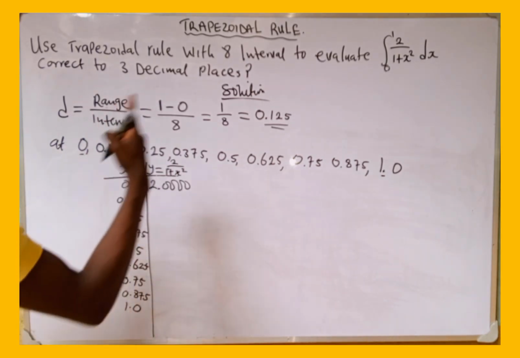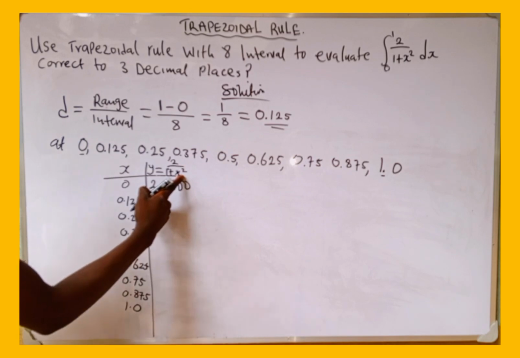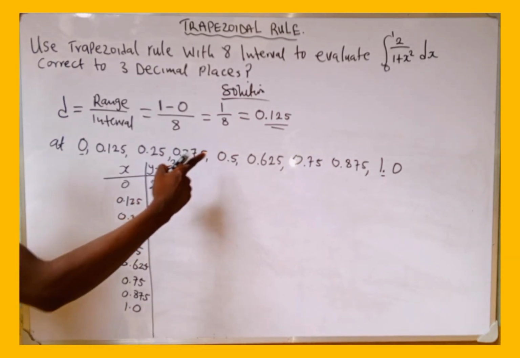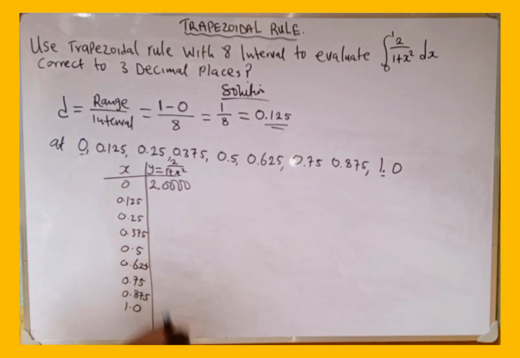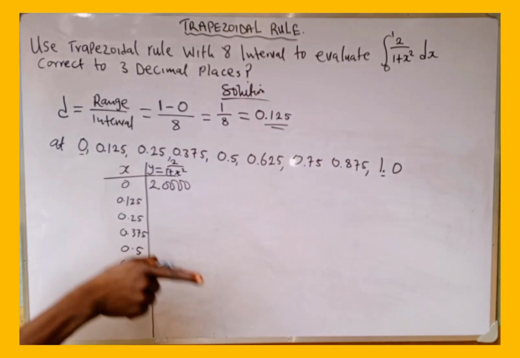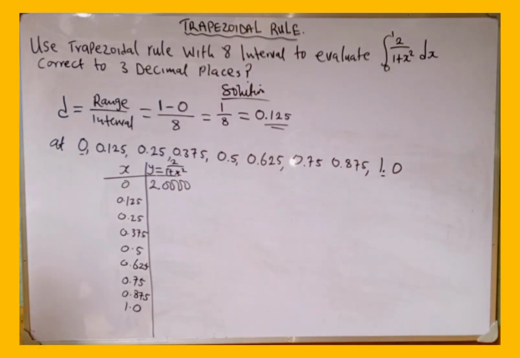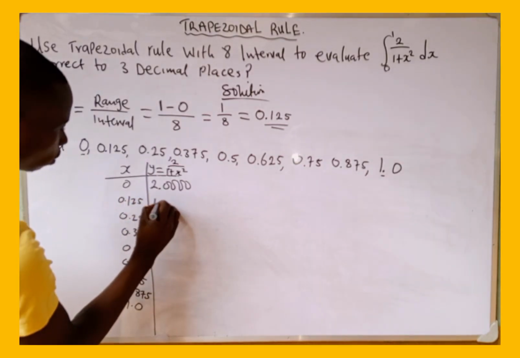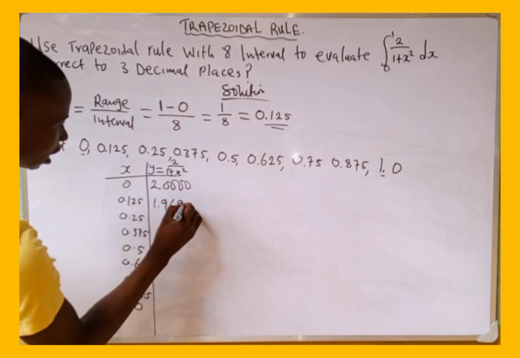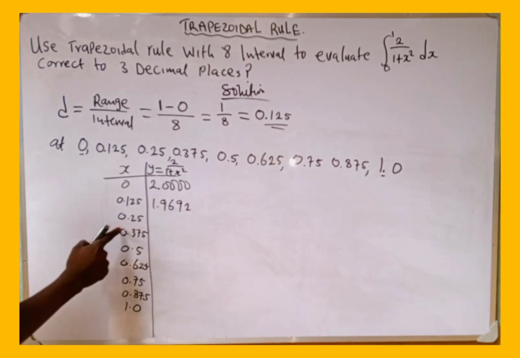I'm going to plug 0.125 in place of x, then square it, then press equal to, then 1 plus answer, you press equal to, then 2 divided by answer is going to give us what? 1.9692.